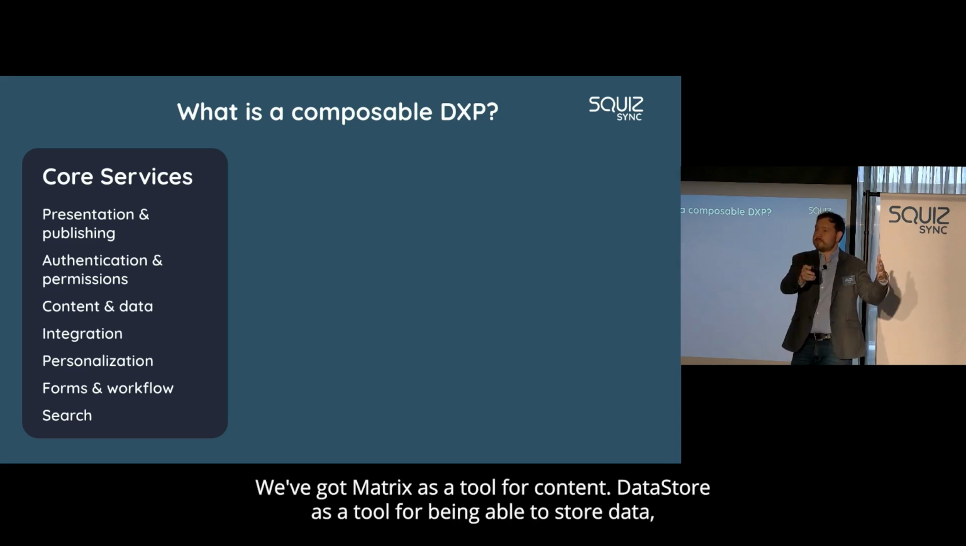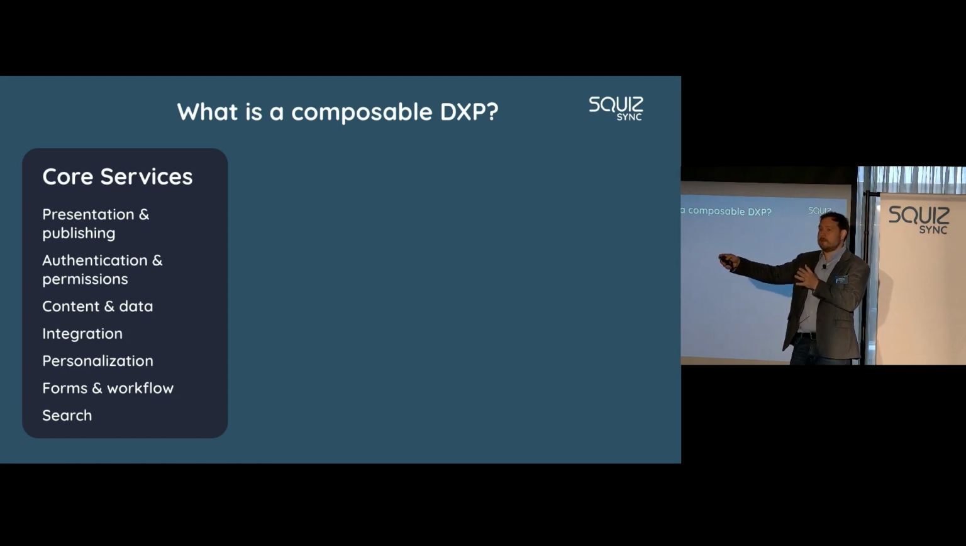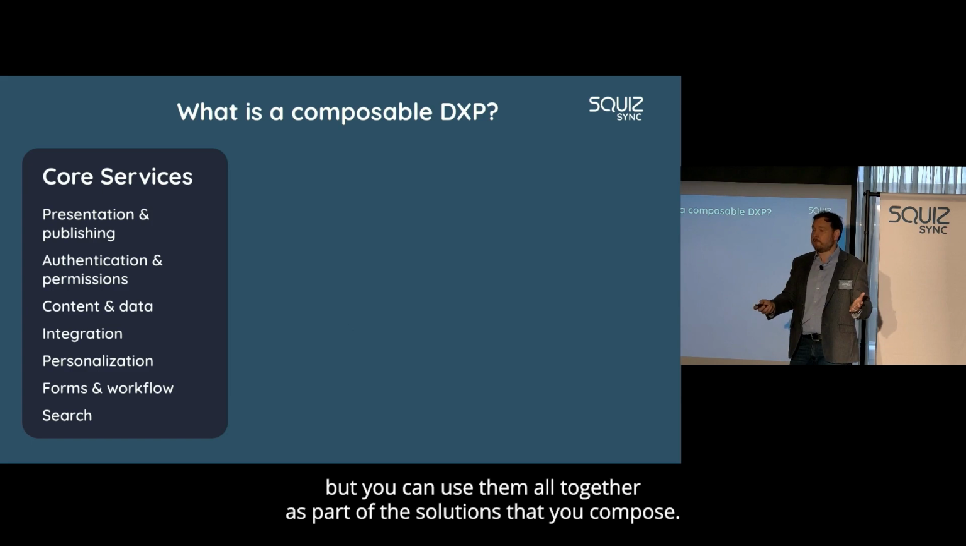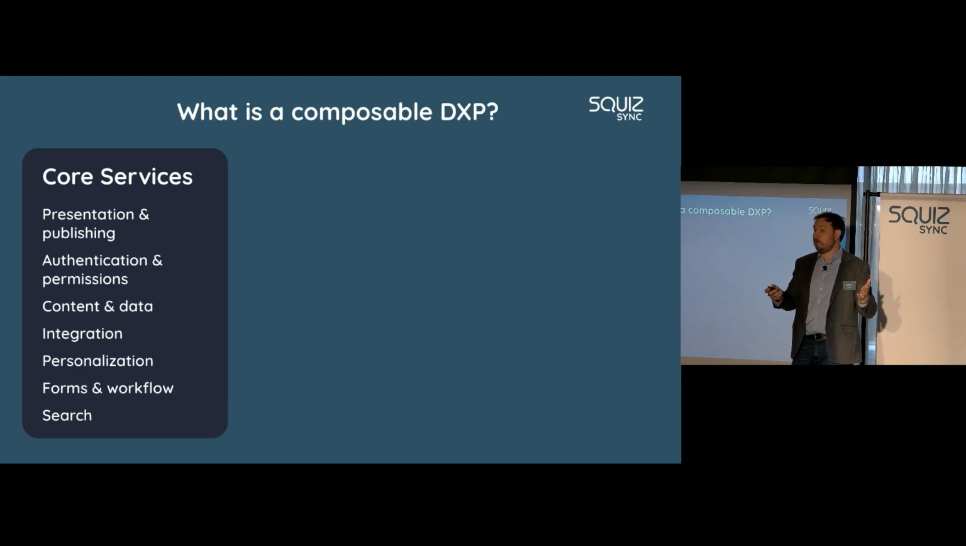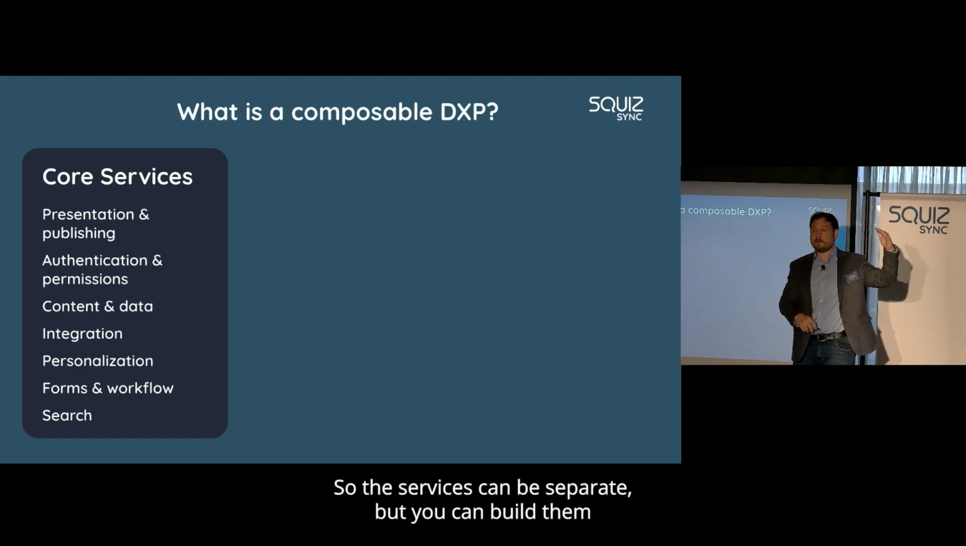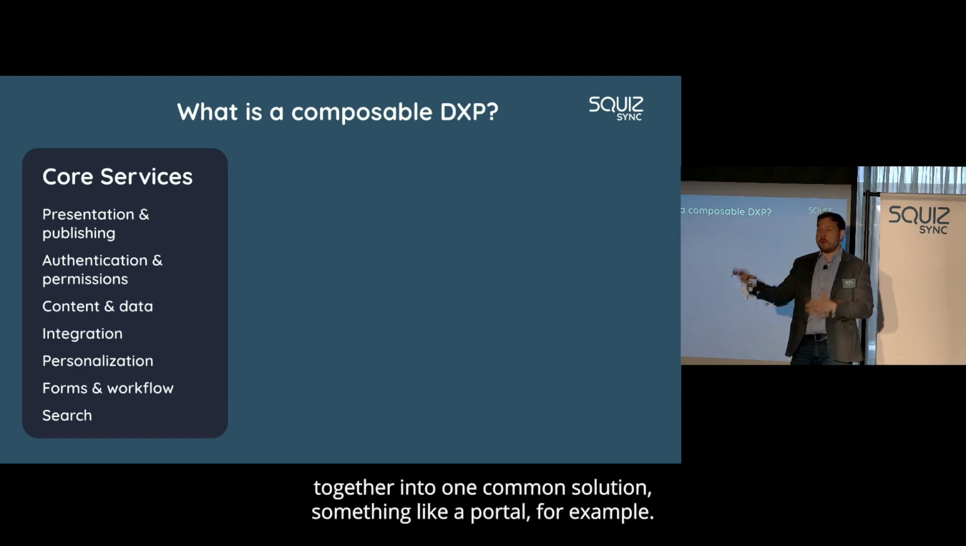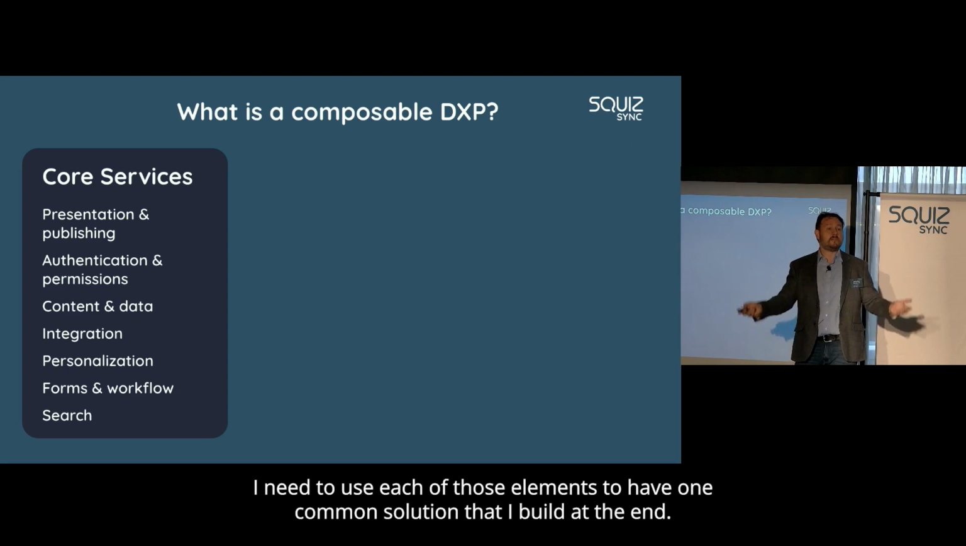We've got Matrix as a tool for content, Data Store as a tool for being able to store data. But you can use them all together as part of the solutions that you compose. So the services can be separate, but you can build them together into one common solution. Something like a portal, for example. I need to use each of those elements to have one common solution that I build at the end.